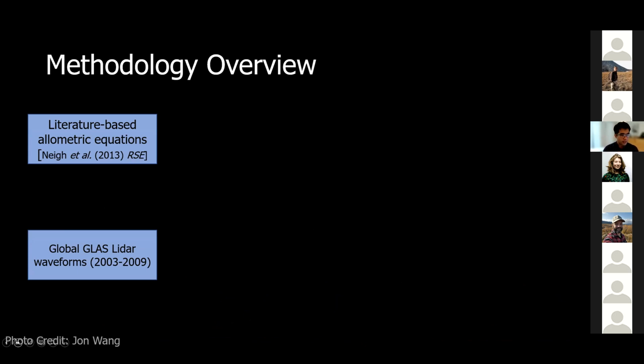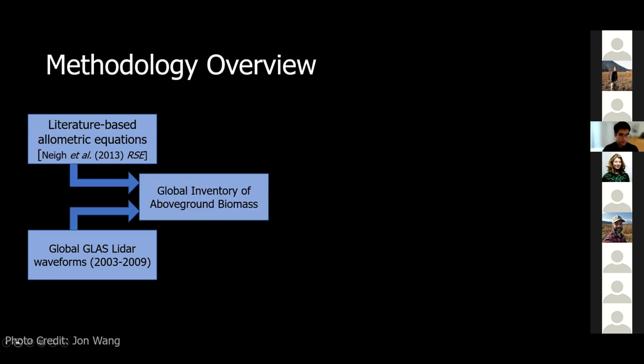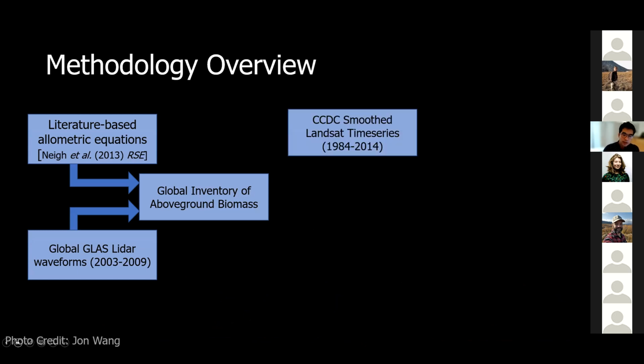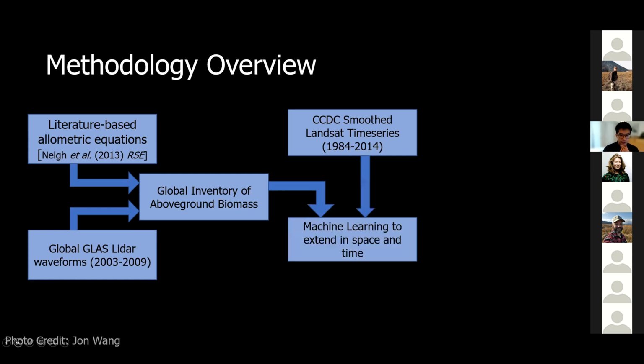So at each shot, we try and get an estimate of above ground biomass and come up with this sort of inventory of above ground biomass across the whole world. We're just going to focus on the above domain though. And we combine that with, I'm calling it CCDC smooth Landsat time series, but you just need to worry about the fact that it's a high resolution 30-meter satellite measuring surface reflectance across many decades, 1984 through 2014 in the case of this study.